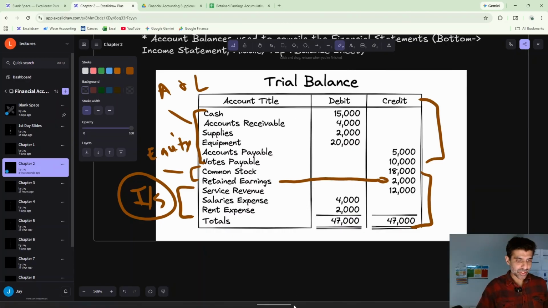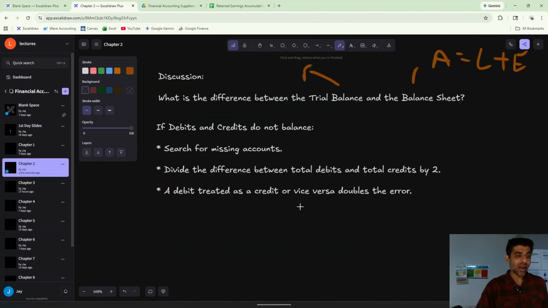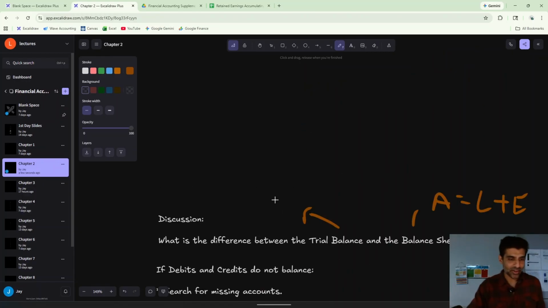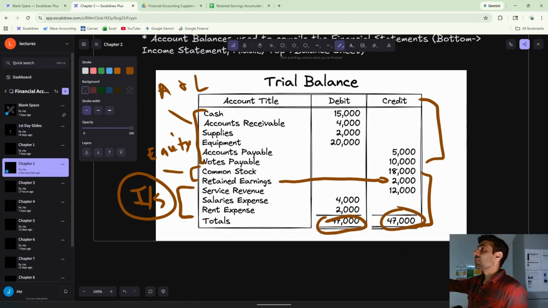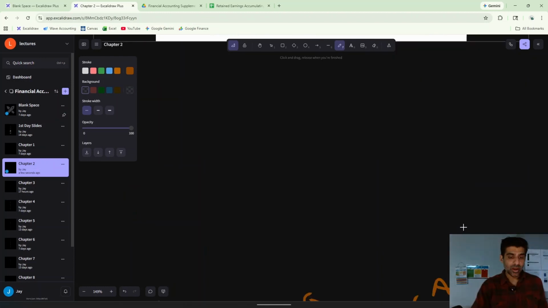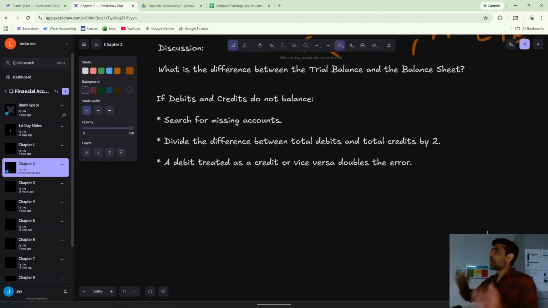So I think we should discuss one more thing. What happens in your trial balance if the debits don't equal the credits? Okay, so we can see here that they're equal, 47,000, 47,000. That means that as long as those two are equal, when I go through this whole process, my balance sheet in the end will balance. So what happens if my debits and my credits are not balanced in my trial balance?